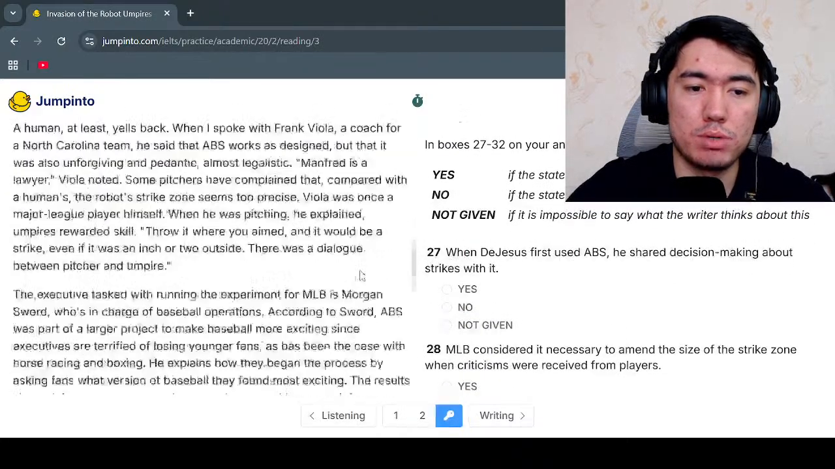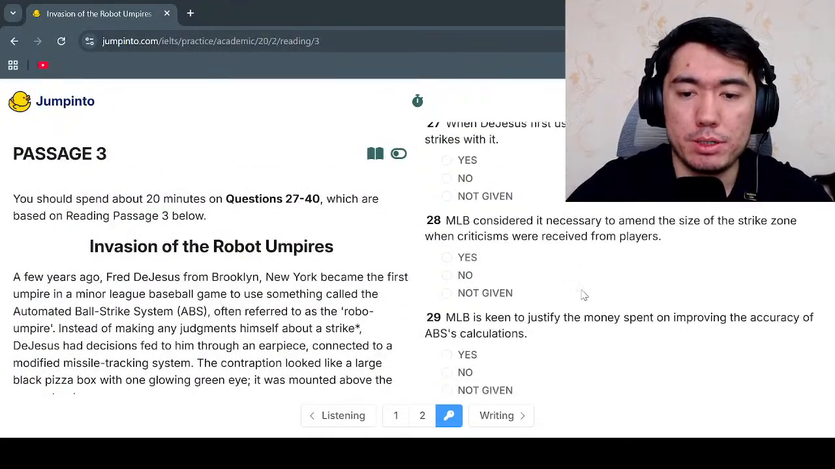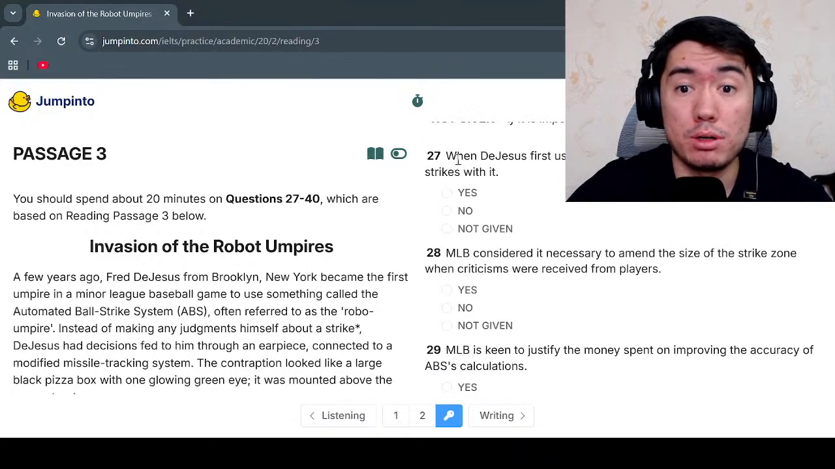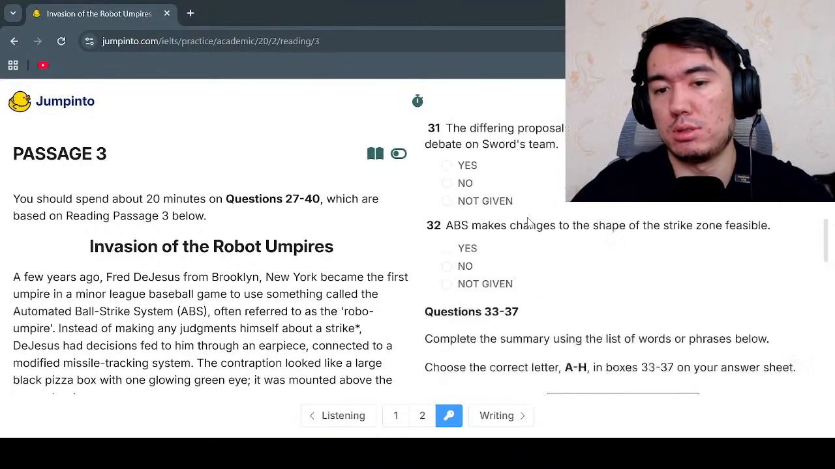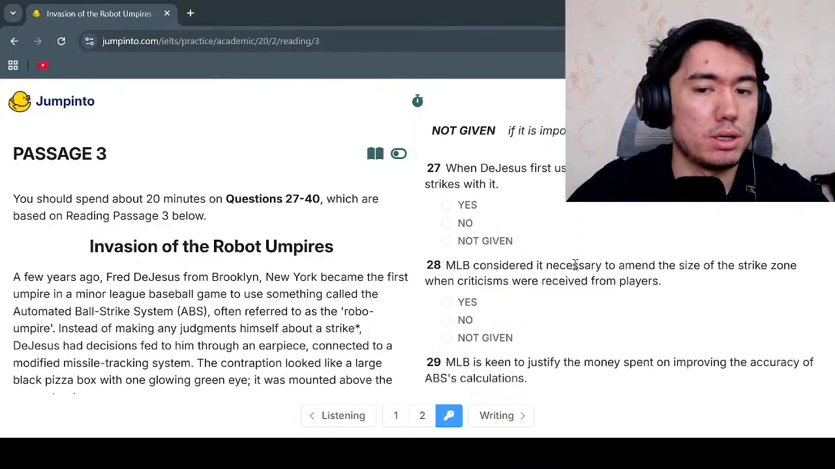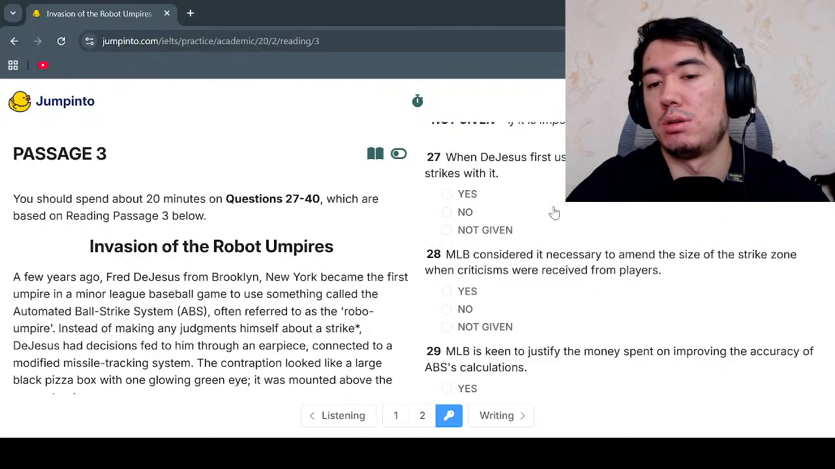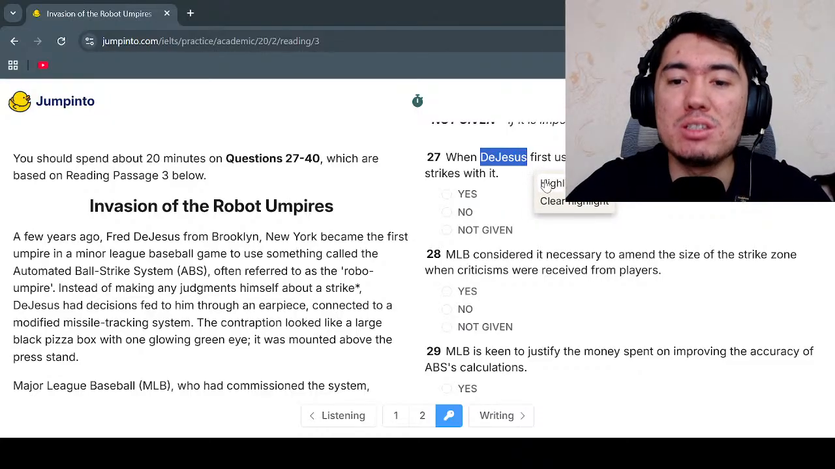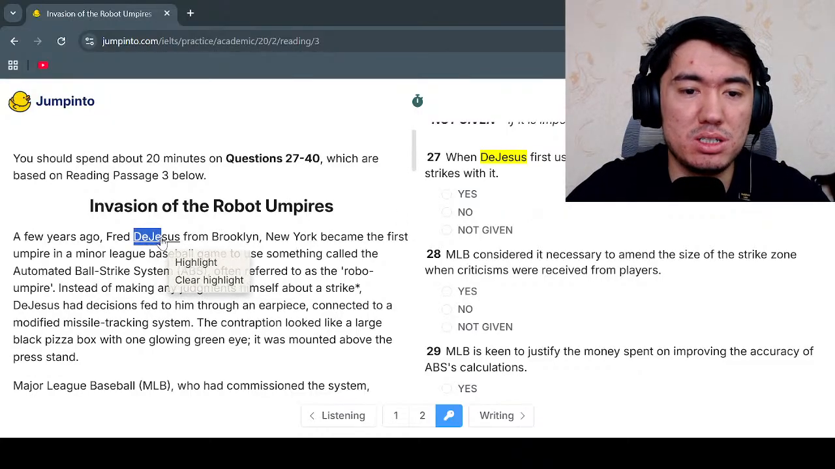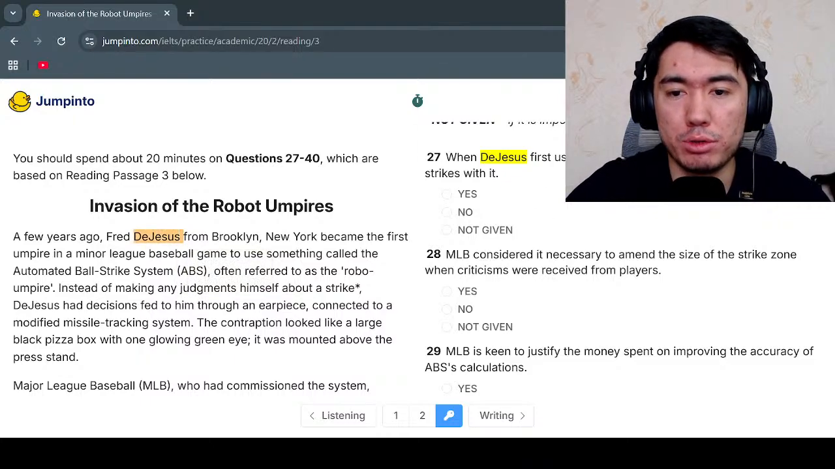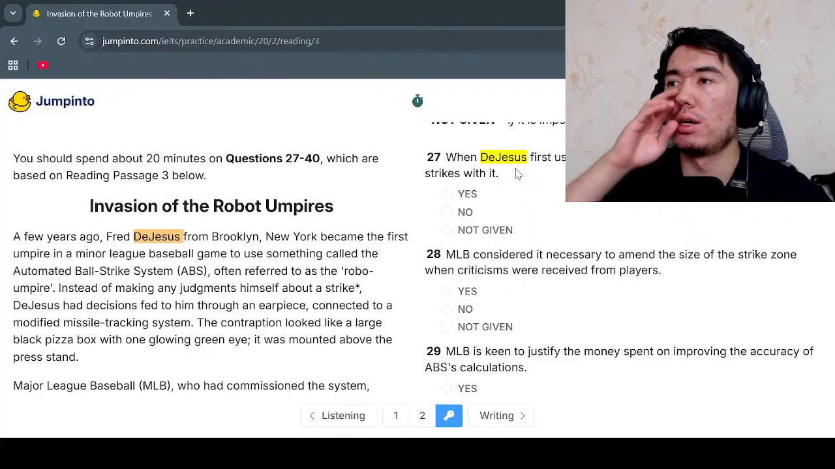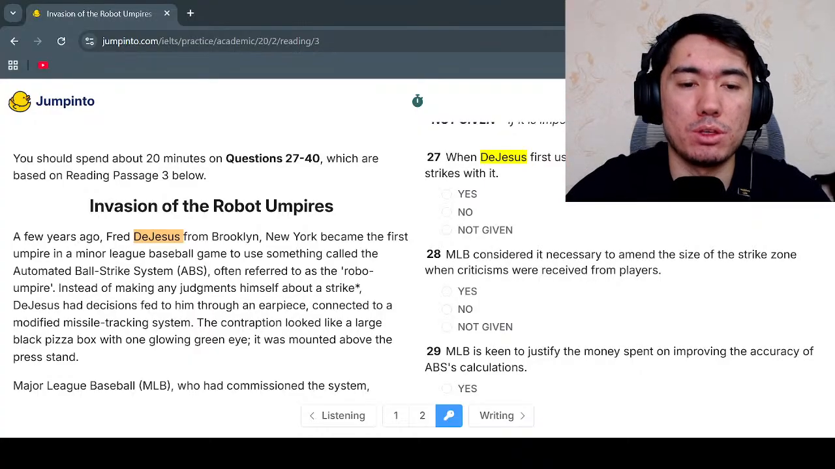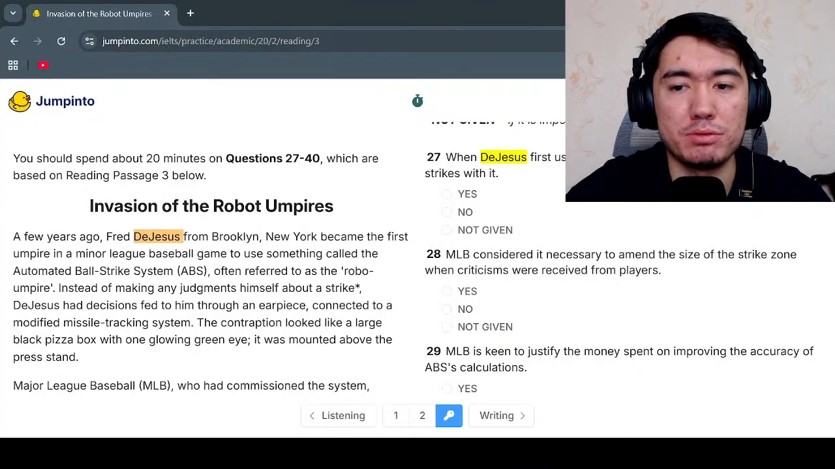Okay, so passage 3. I actually like passage 3s more than passage 2s because they follow order. Everything, I just start with the 27th question and finish with the 40th. I don't have to think about it. Okay, so first, I told you, Jesus. There you go, location keywords. It's just like passage 1, but a little harder. The vocabulary used is a little harder. You need to know a few more words here to be able to find the answers.